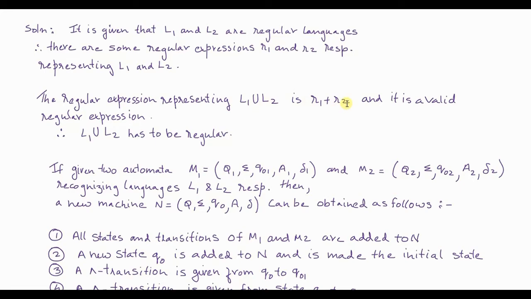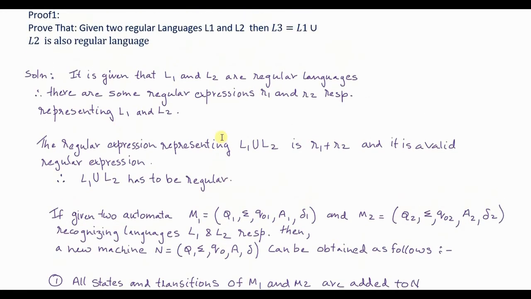Now the next task is to check whether the regular expression we have got is valid. R1 plus R2 is a valid regular expression, and since it is a valid regular expression, it simply means that for the resultant language L1 union L2 we are able to design a valid regular expression, and hence L1 union L2 has to be a regular language. A very simple and efficient way of proving that L1 union L2 is also a regular language, knowing that L1 individually and L2 individually are regular.